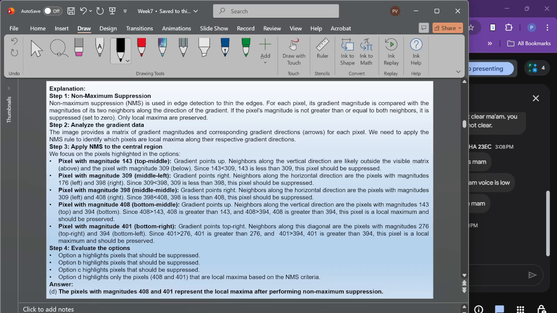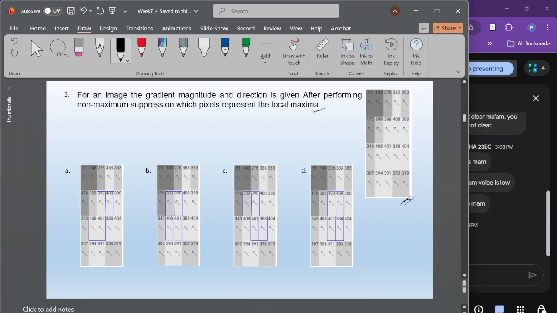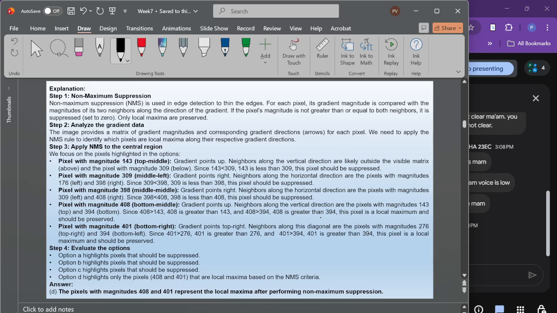Now we need to apply the LMS to the central region. That's why we will apply it only in the central region. Otherwise, you can also compare with all other pixels, but you will not get the correct answer. To save our time, just check with the options which area they are requiring, and compare with them only. So now we focus on the pixels highlighted in the options only.